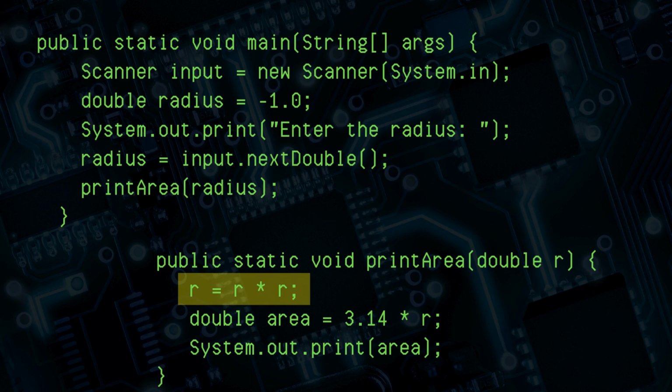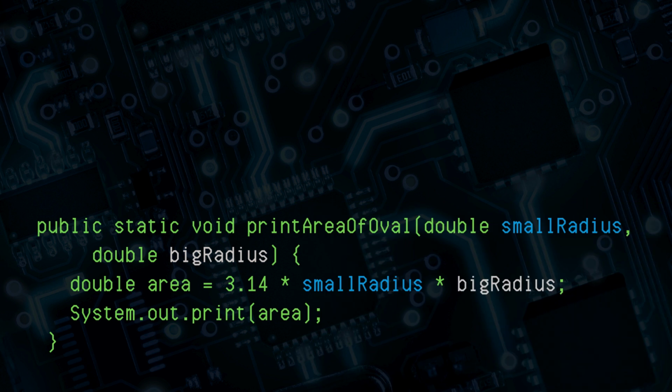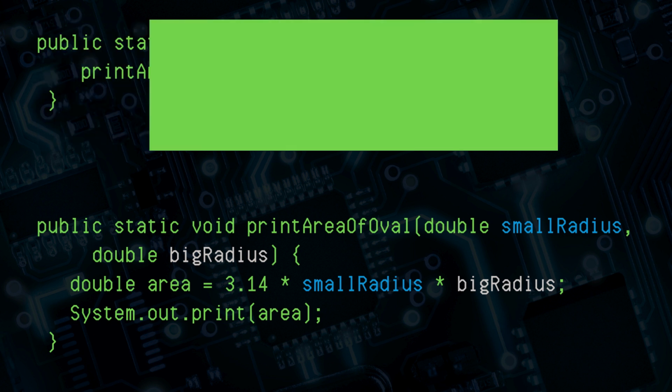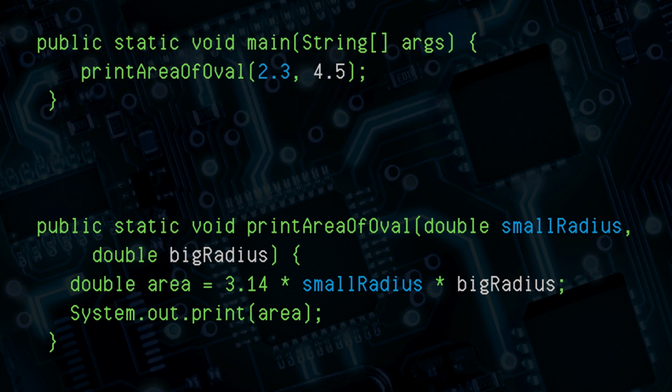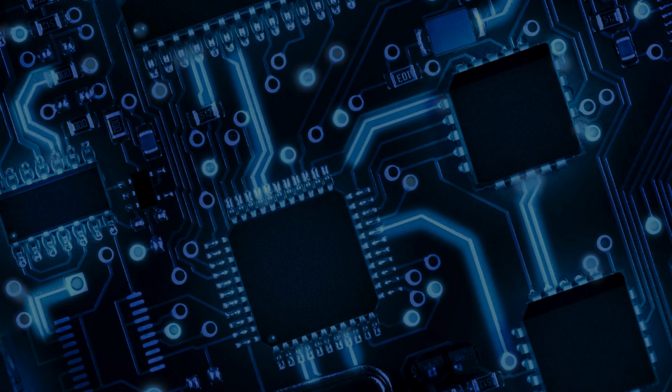If a method needs more than one piece of data, we can have additional parameters. To calculate the area of an oval, we'll need two different radius numbers, the larger one and the smaller one. So this method has two parameters, small radius and big radius. So now I've basically made a rule that says in order to call the print area of oval method, I'll have to provide two numbers. So my method call has two arguments. I've just used numeric literals here, but those can also be variables just like we saw before.